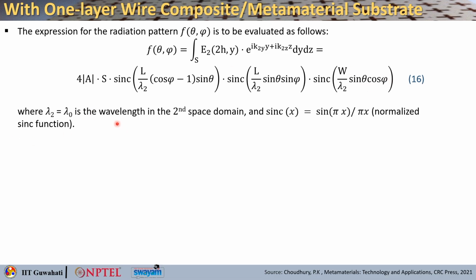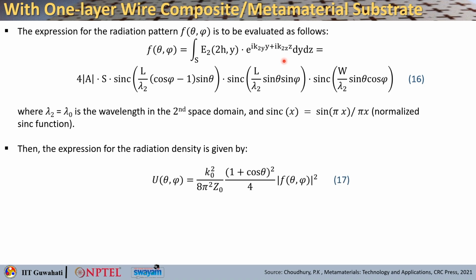Here you can see that lambda 2 is basically nothing but lambda naught in the second space domain, right. And we are using the sinc function here. You consider sinc x to be equal to sin pi x by pi x, so that is basically the normalized sinc function, okay. And these values, these are basically k2 y. k2 y is nothing but k naught sin theta sin phi, okay, and k2 z is nothing but k naught cos theta. You can obtain that from the previous figure as well.